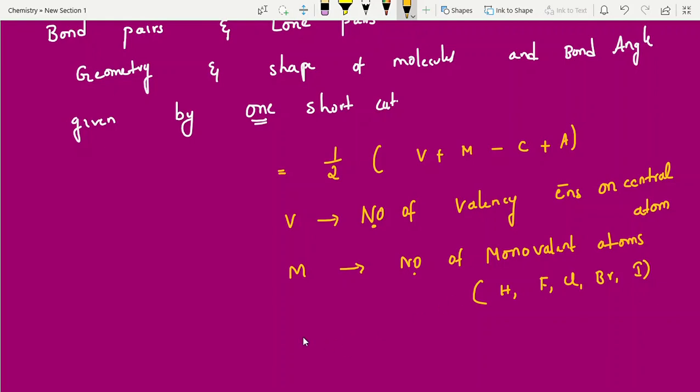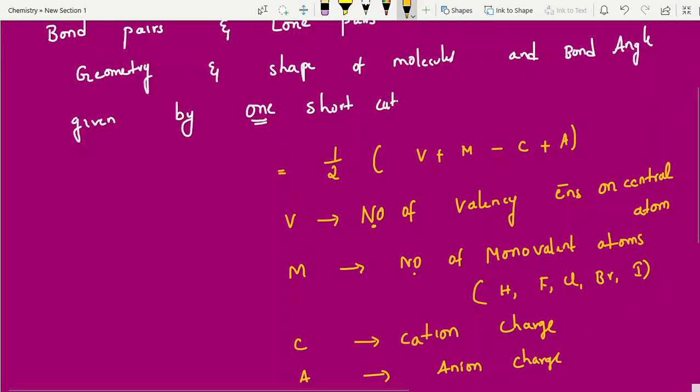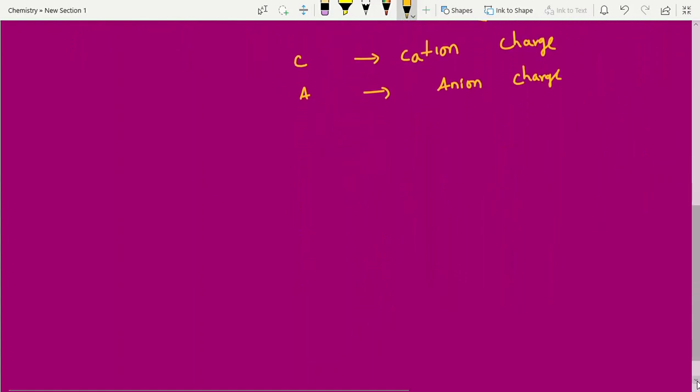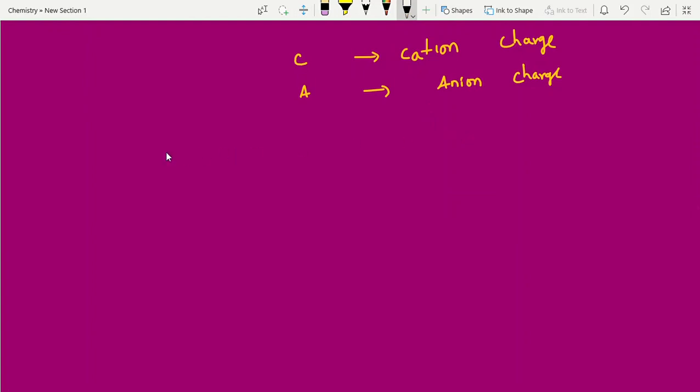Okay, now next one, C. This is the cation charge, actually the magnitude of the cation charge. And A is the anion charge. Students, not only neutral molecules, if they give any species like SO4 2 minus, NH4 plus, H3O plus, any species, we can calculate hybridization and other things with the help of the shortcut. Okay, let me give one question.